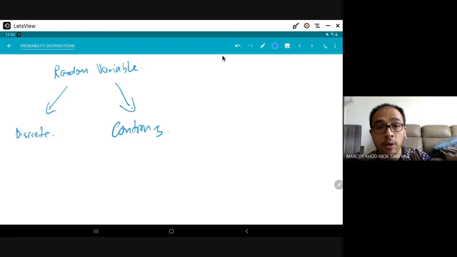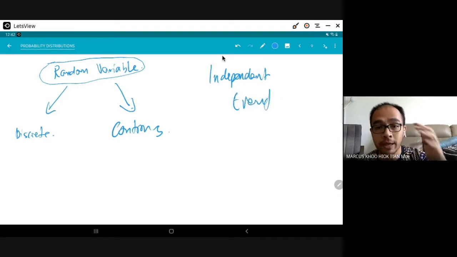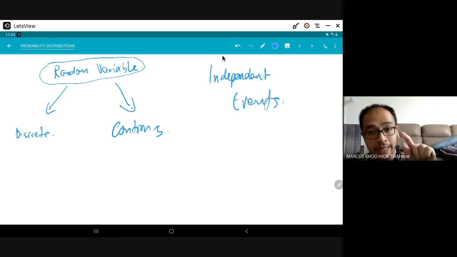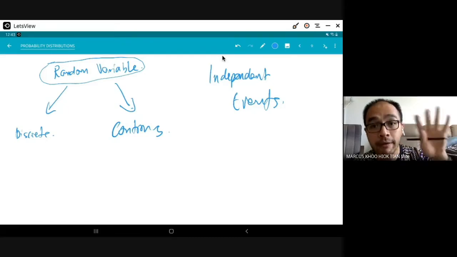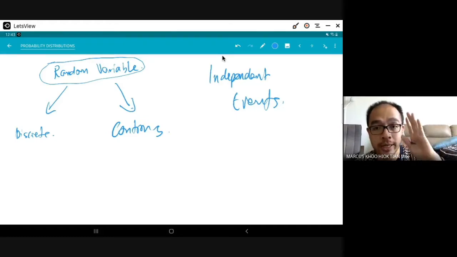Okay, now, when we talk about probability distributions and when we talk about random variables, we are only interested in independent events. That means the first time you do something, it will not affect the second time you do something. Kalau dia affected, okay, then it's a totally different story altogether. Okay, that one is higher level maths lah. We are only interested in independent events.